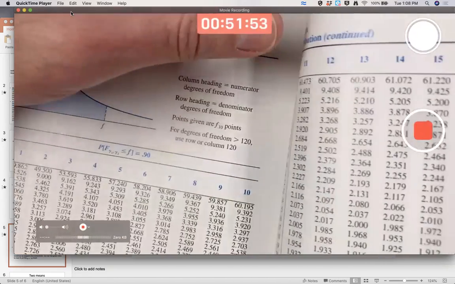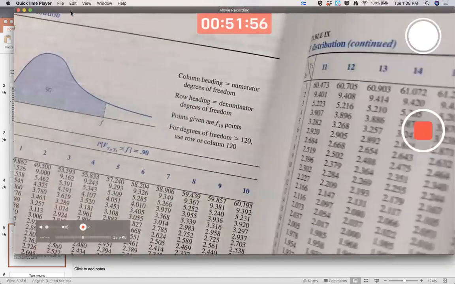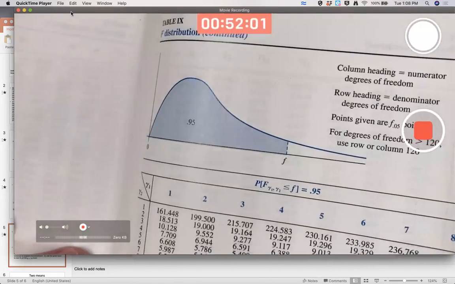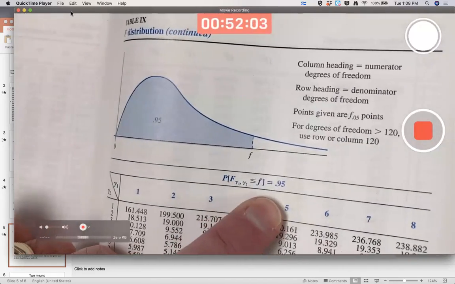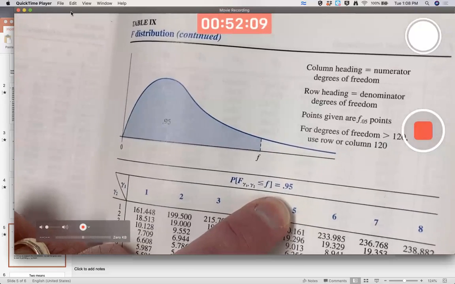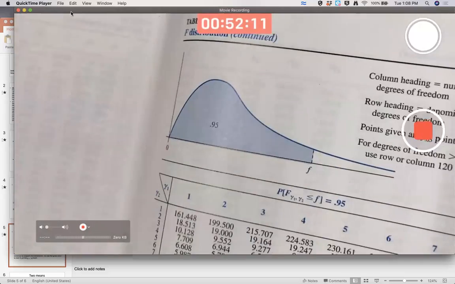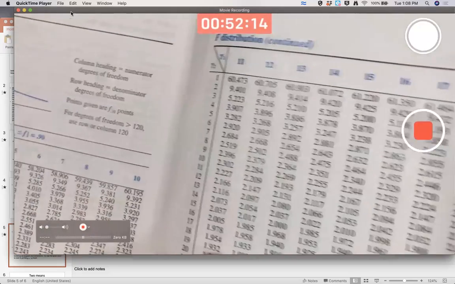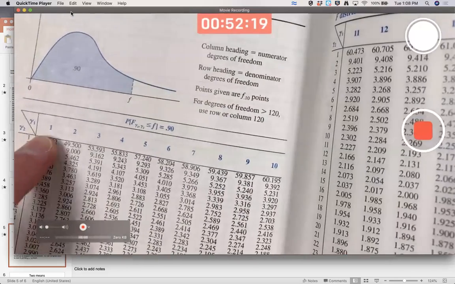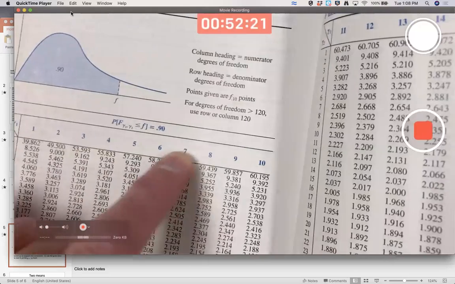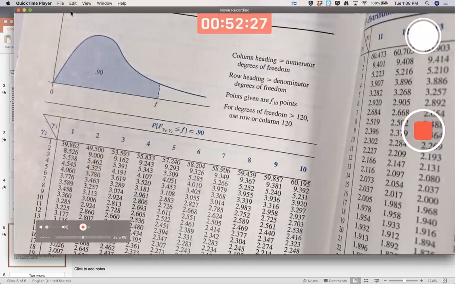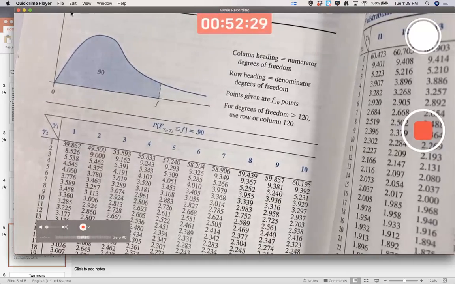And this table goes over many pages. 1, 2, 3, 4, 5 pages. There's also another table going over 5 pages that corresponds to a CDF value of 0.95, meaning alpha would be 0.05. Our alpha is 0.1, so we want the first set of pages. The gamma 1 is the degrees of freedom for the numerator, that goes across the top heading. The gamma 2 is the degrees of freedom for the denominator, that goes down the column. For our example, they're both 60.